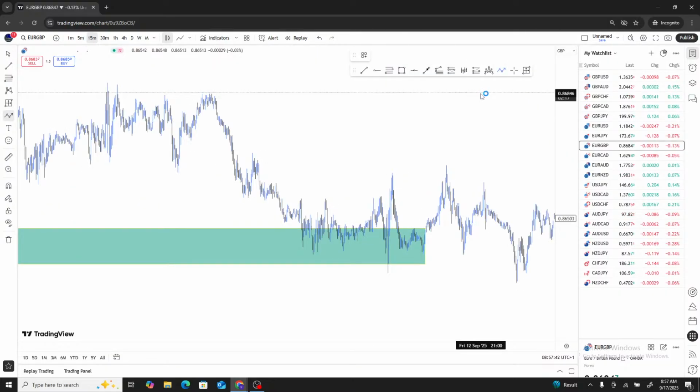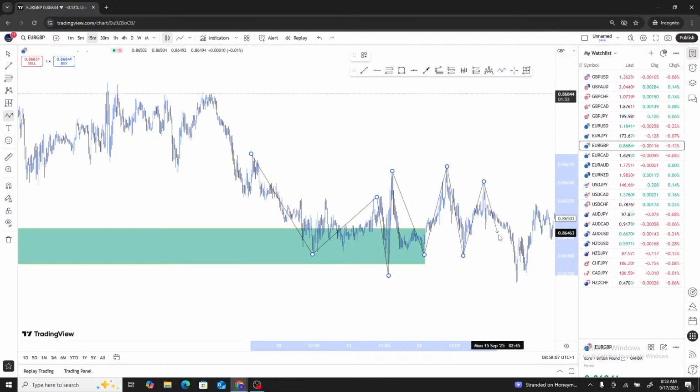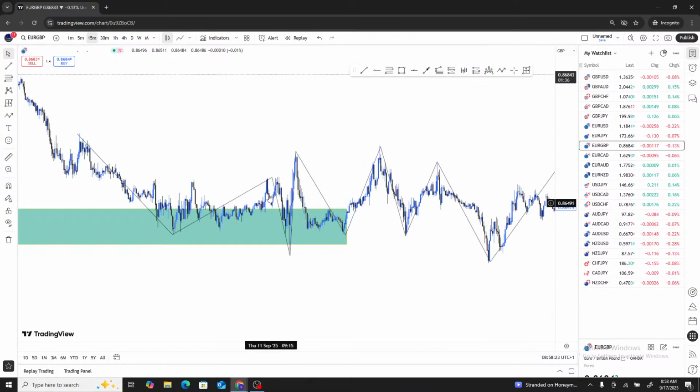Price tapped into the order block. You see, it gave a confirmation entry and then started moving up. Maybe because it was late at night, price started consolidating, took away this liquidity, and boom to the upside. And since then it has been buying, buying, buying. Look at it, boom.